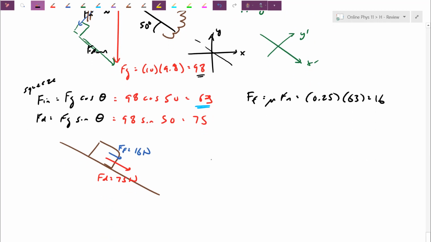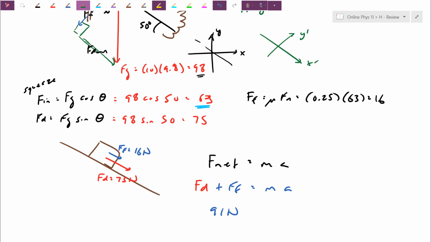This time when I try to do F net equals ma, the net force is going to be given by the F down with friction. Those are the only forces that act on the object, and that's going to cause your overall acceleration to slow down your mass. So I just add those two, 16 plus 75. In total, I have 91 newtons. Again, I don't need to worry about positives and negatives. I can see the direction.